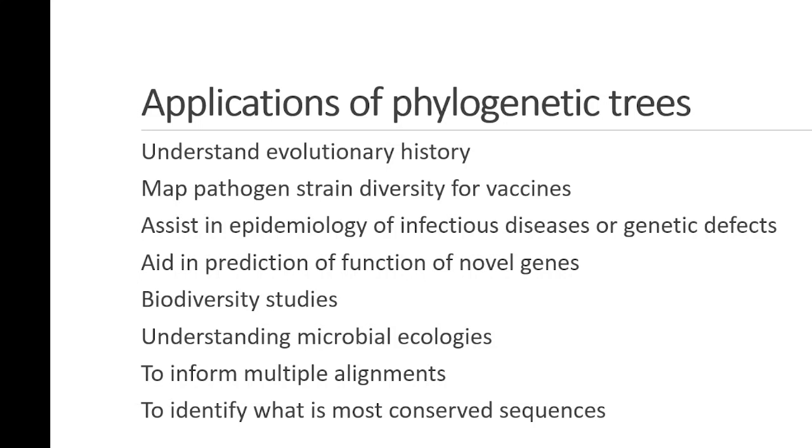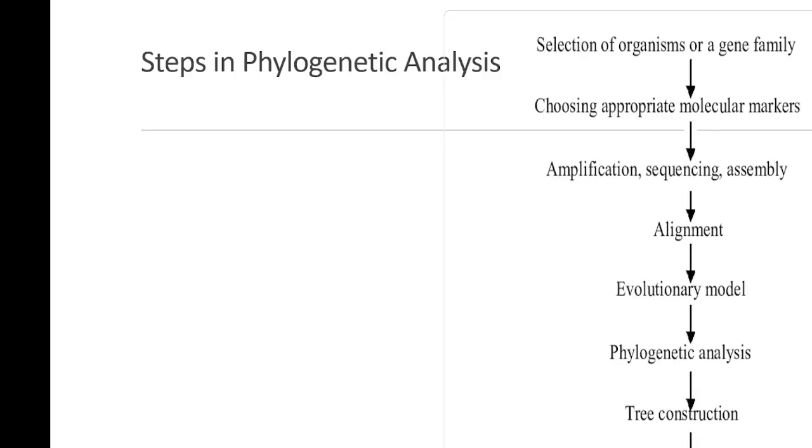Then with regard to conserved sequences, I told you conserved sequences are those DNA which remain in the organism, especially in our mitochondria, for a long time without much evolutionary change. That also it is possible to find out using a phylogenetic tree. So what are the steps in a phylogenetic analysis?